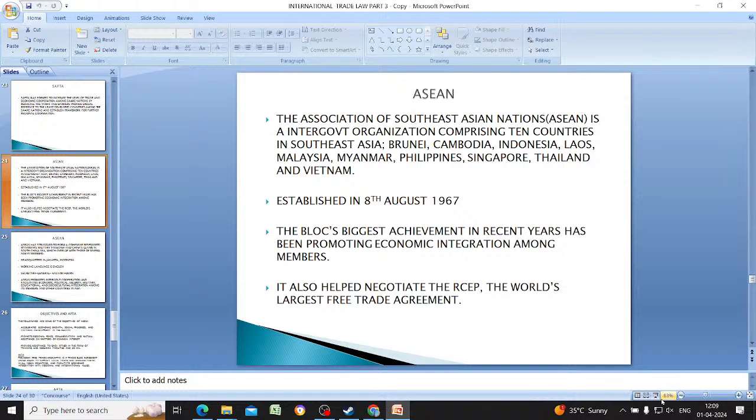In the previous class we discussed this topic. And the next topic is ASEAN. It is the Association of Southeast Asian Nations, an intergovernmental organization comprising 10 countries in Southeast Asia: Brunei, Cambodia, Indonesia, Laos, Malaysia, Myanmar, Philippines, Singapore, Thailand, and Vietnam. So the list includes only 10 countries.